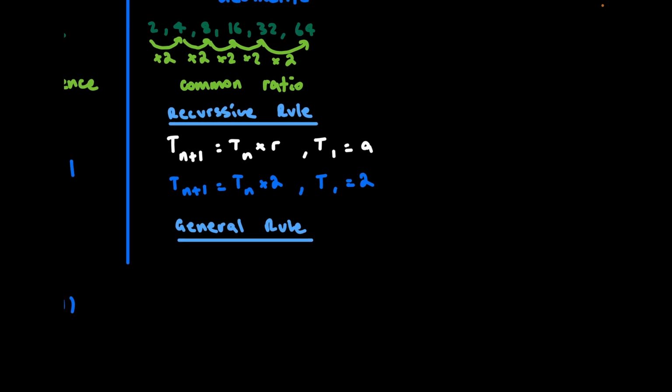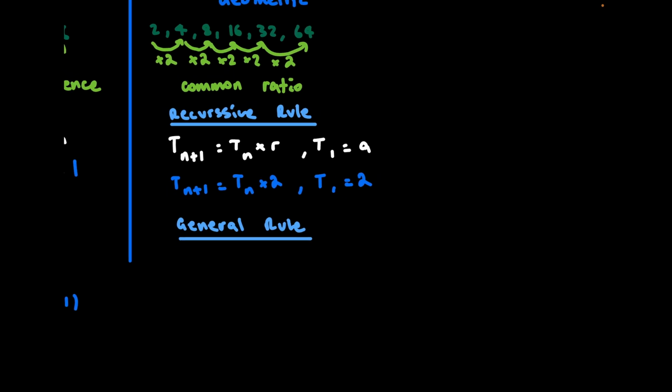So the general rule, even though for this particular example I gave you it's not the best, still is much better than the recursive. Okay, the recursive is this, the general is the following. Tn is equal to a times r to the power of n minus 1.